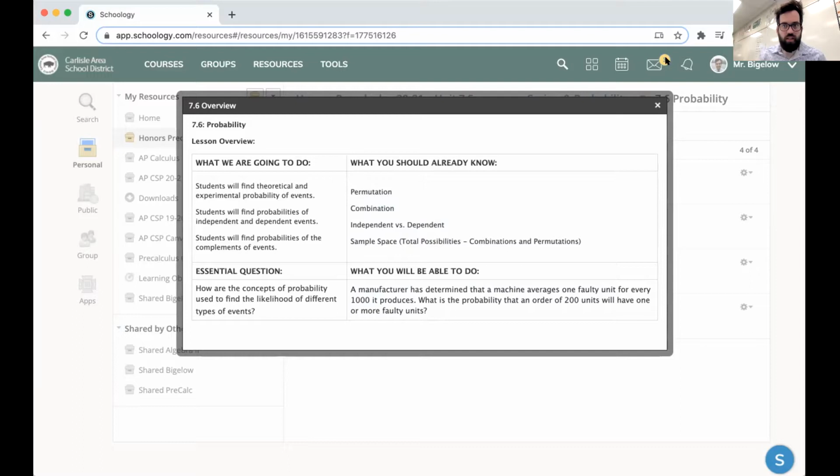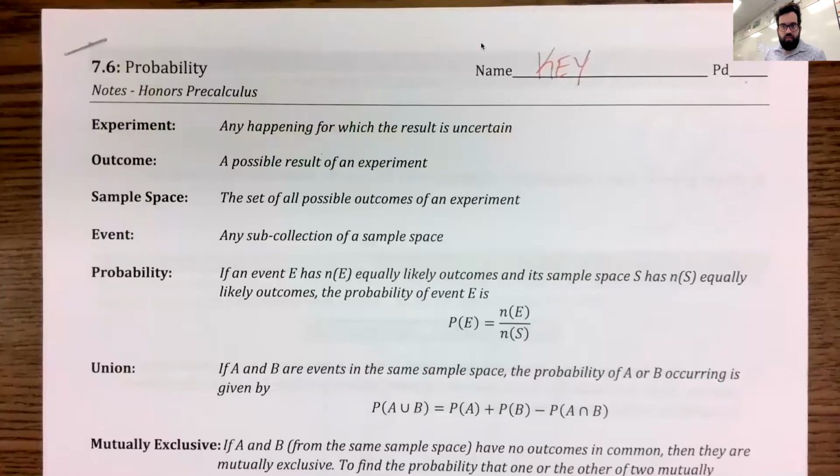All right, so let's get started. Here are the notes for 7.6, probability. First, we're just going to read through the first couple of definitions and then try example 1.